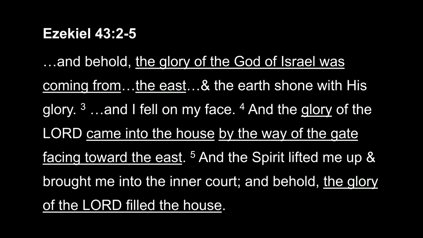And behold, the glory of the God of Israel. Remember, glory, code word in Ezekiel for the presence of God. The presence of the God of Israel was coming back. He's restoring his presence. From which direction, though? Ezekiel says specifically, from the east.